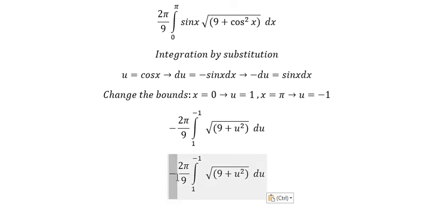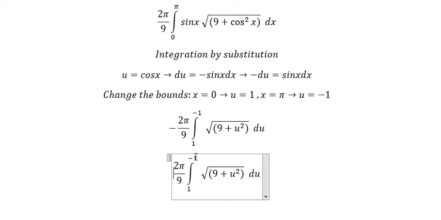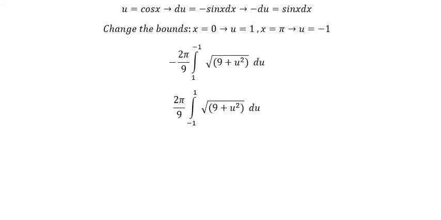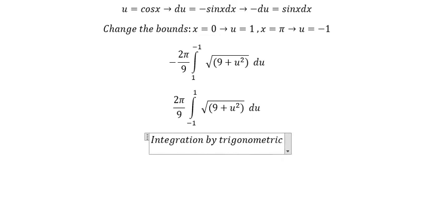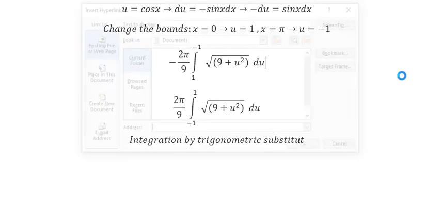So with the negative in here, I can swap the top and the bottom together. So the top you get positive 1, and the bottom you get negative 1. Next, we can use integration by trigonometric substitution.